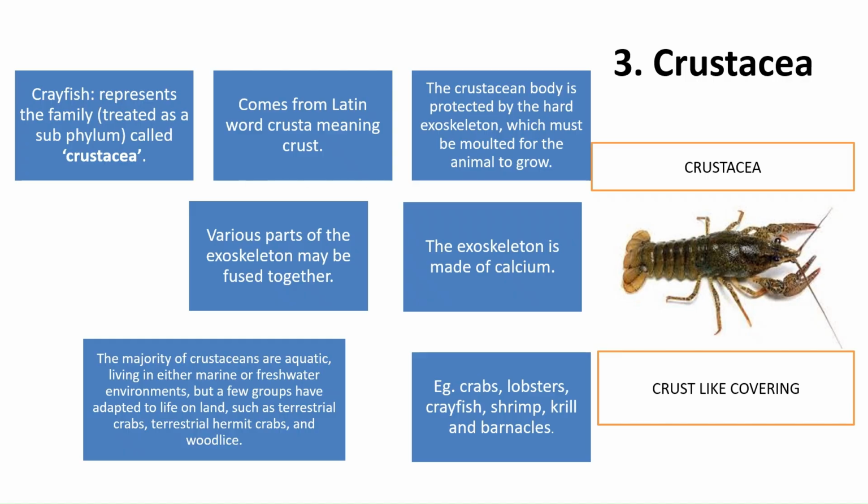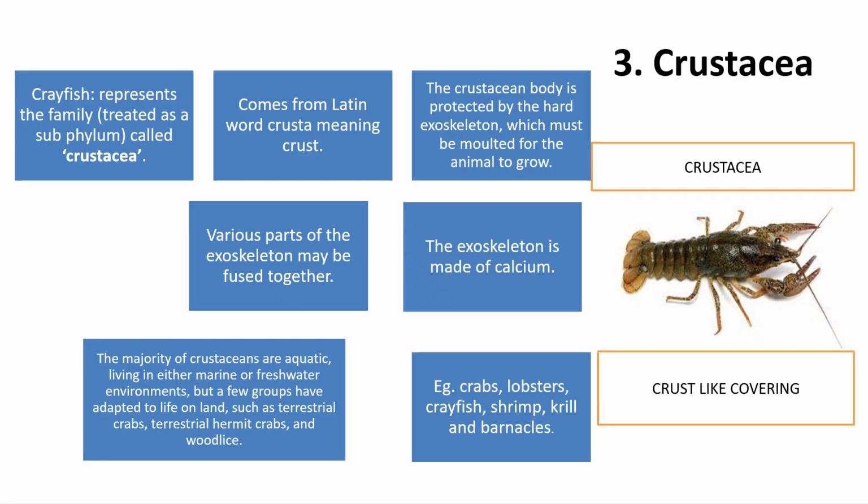The crustacean body is protected by the hard exoskeleton, which must be molted for the animal to grow. Various parts of the exoskeleton may be fused together. The exoskeleton is made of calcium. The majority of crustaceans are aquatic, living in either marine or freshwater environments. But a few groups have adapted to life on land, such as terrestrial crabs, terrestrial hermit crabs, and woodlice.